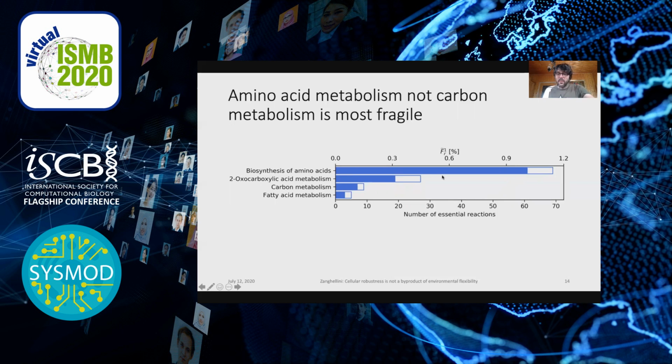The blue bars are present in all of the 500 genome scale metabolic networks, and the white bars are the ones that are sitting in only some of the networks. So basically, what you see is that amino acid synthesis is most fragile and carbon metabolism is actually very robust.